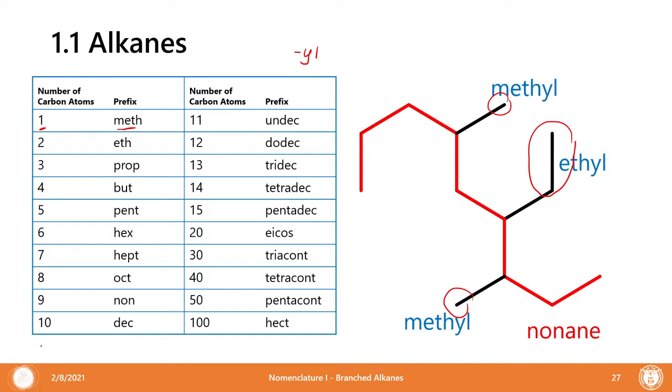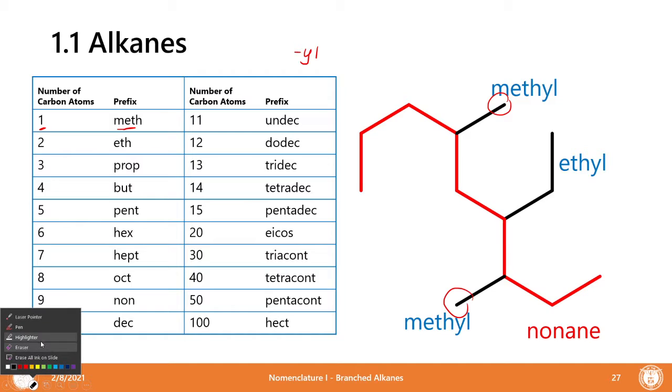The other one has 2 carbons connected to the parent chain. 2 carbons branching out, and we use the word ethyl. There we go. And for this one, it's the same, 1 carbon connected to the parent chain, methyl. 1 and 2.